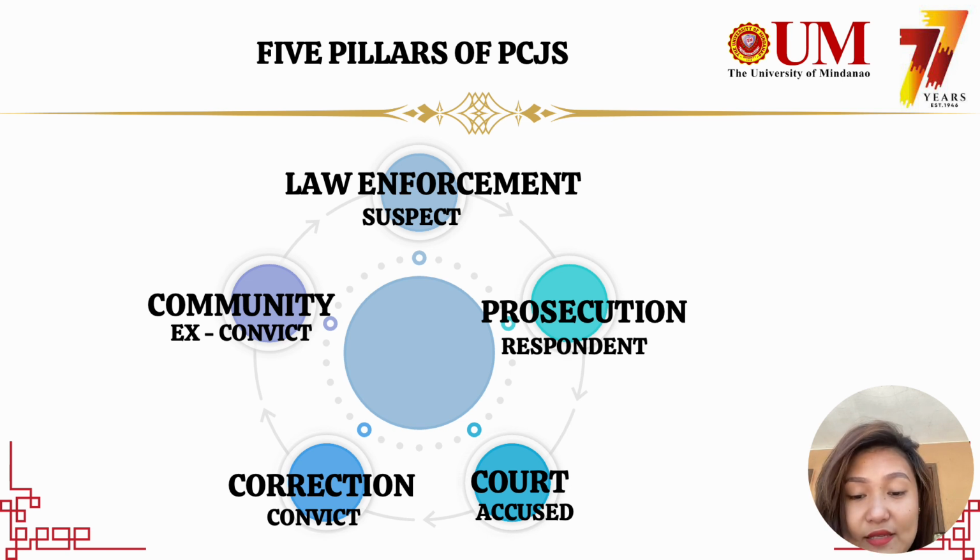And once the person has been adjudged as guilty, here comes the work of the correction, which is for custody, safekeeping, and rehabilitation of the offender. And the offender at this stage is now called convict. And the last process of the PCJS, or the last component, is the community. And the community's job is to accept that a person is now a rehabilitated person, and the offender is now called an ex-convict.